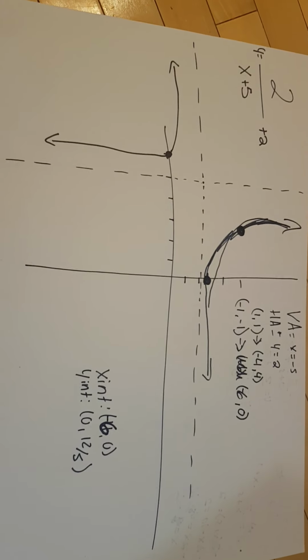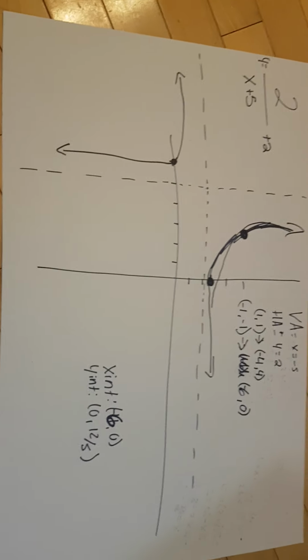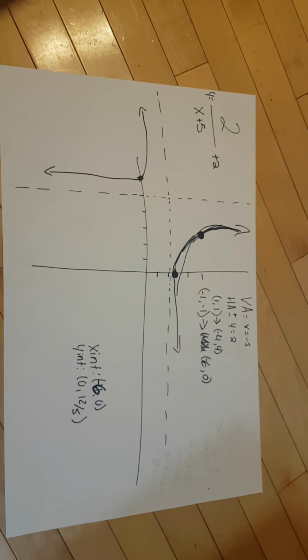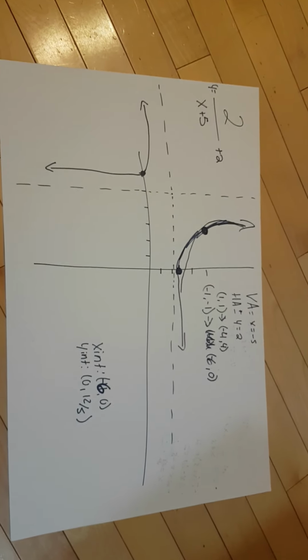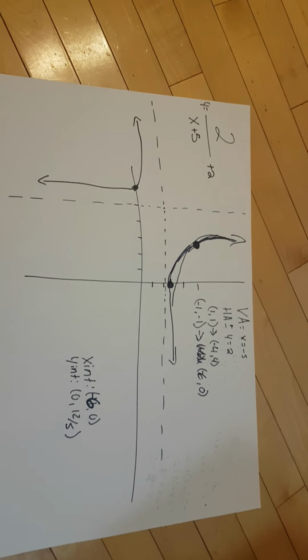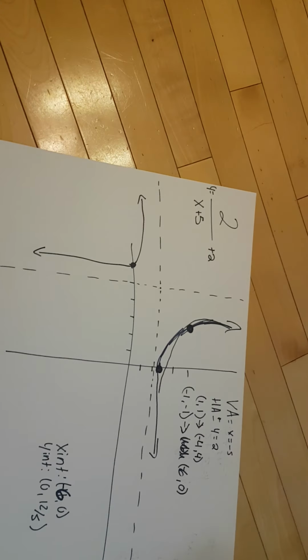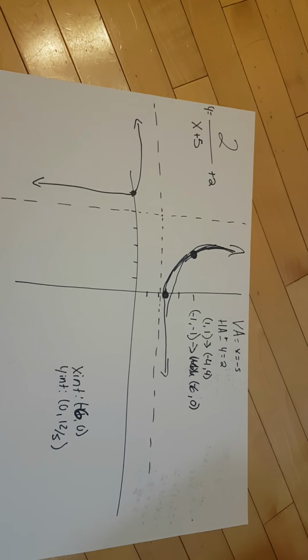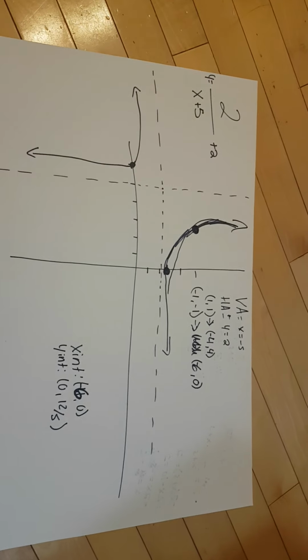Alright, so I didn't have a lot of evidence for reciprocal functions, so I decided to create my own question and solve it. So here I basically created my own function right there, y equals 2 over x plus 5, plus 2. And then this is kind of like the results I got.